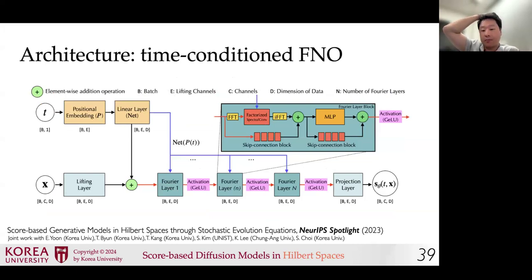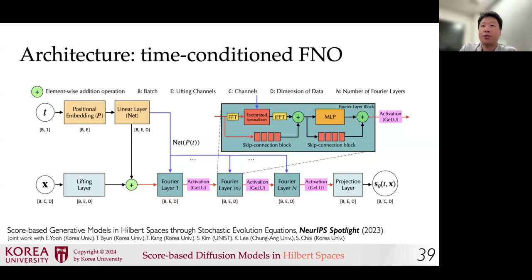Previous diffusion models used a U-Net for training the score model, but in our case we cannot use the U-Net naively, because we have to deal with the operator case. We have to train our model to match the score operators. So we have to propose some kind of operator-valued, function-valued neural network. To train the score model in our research, we propose a time-conditioned Fourier neural operator.